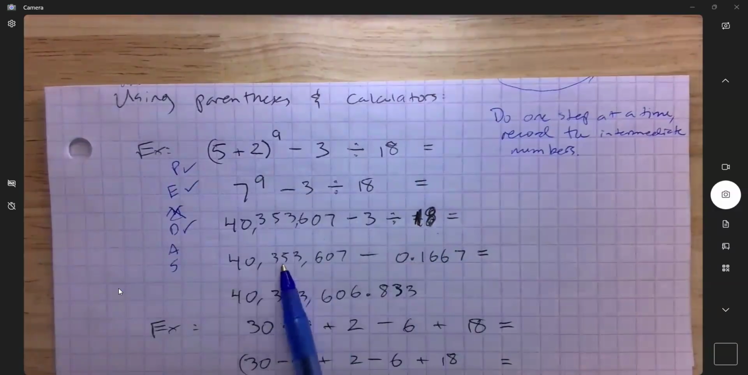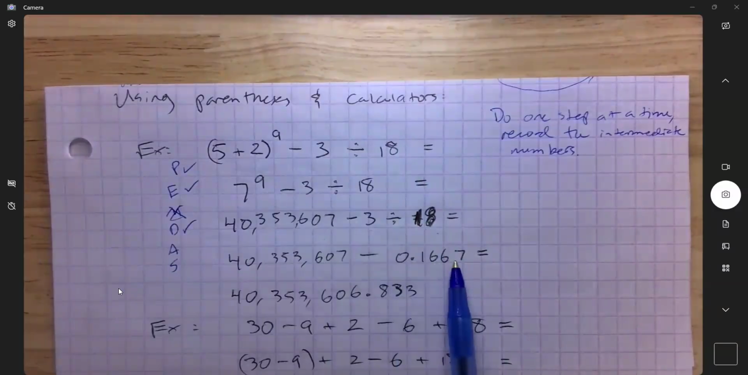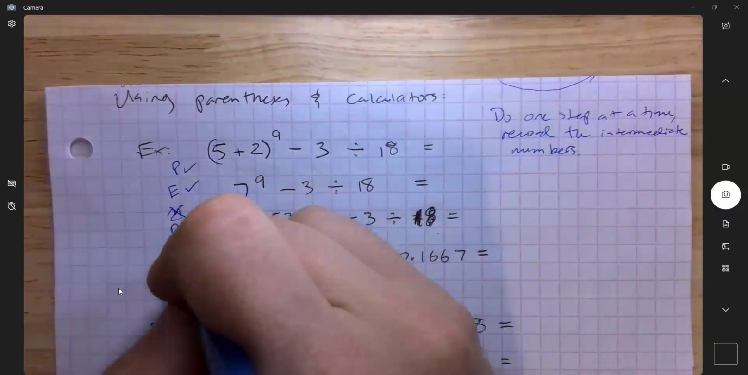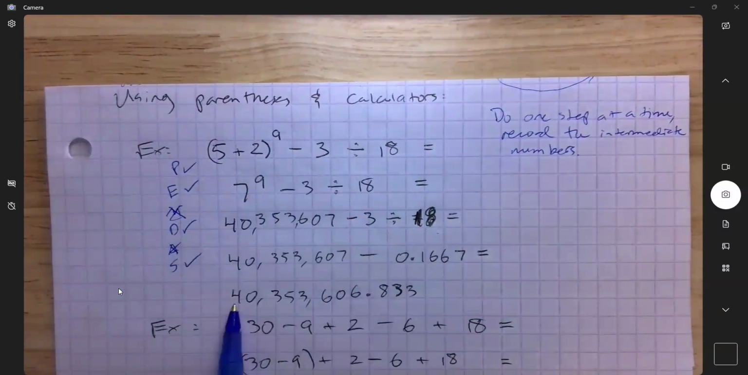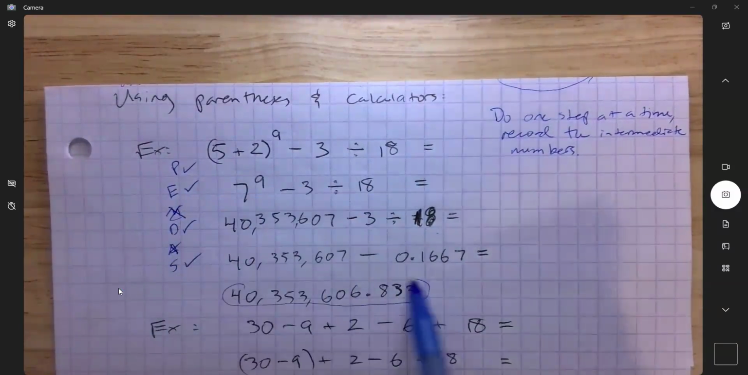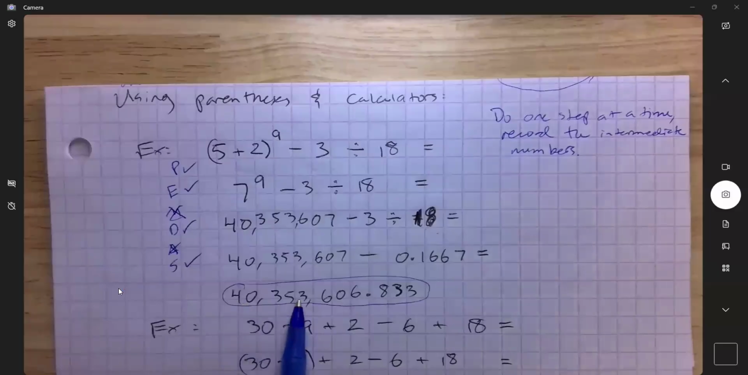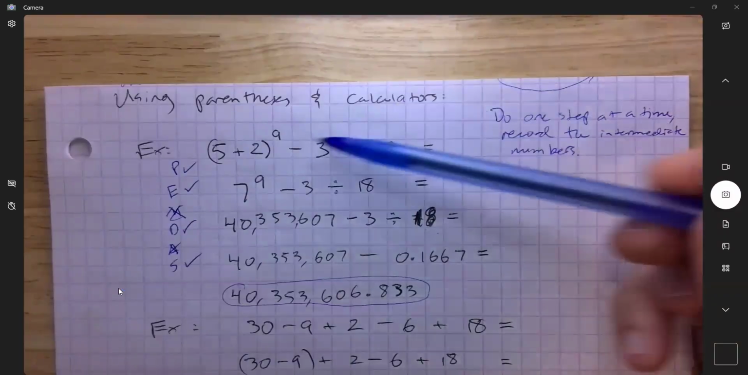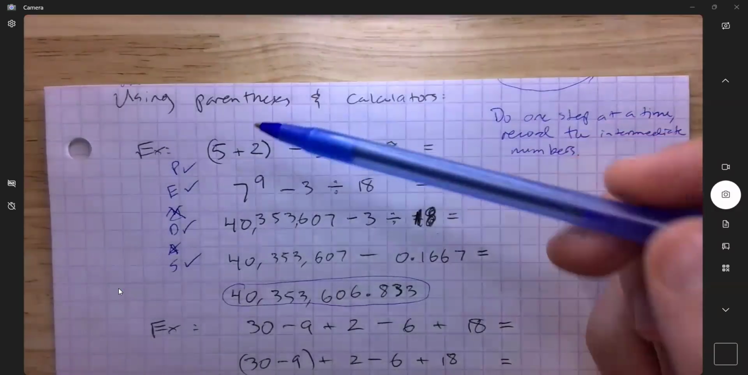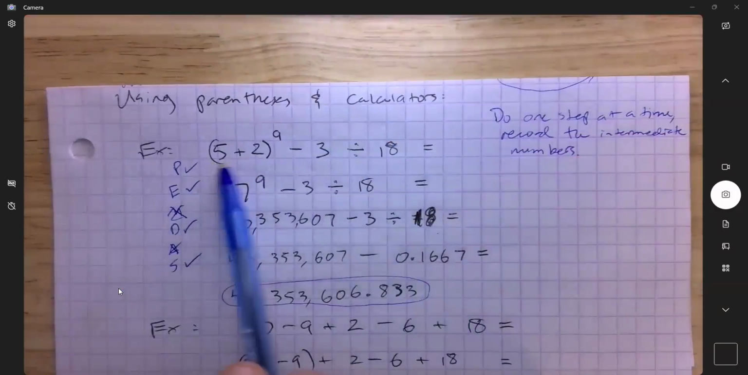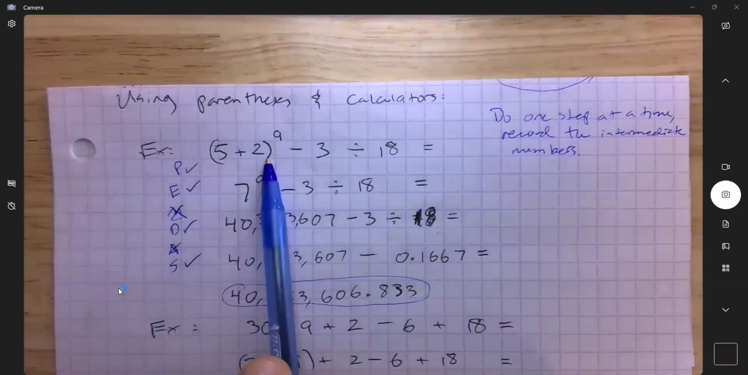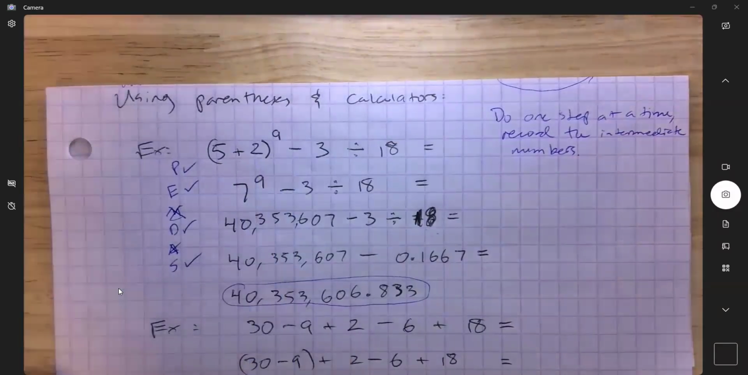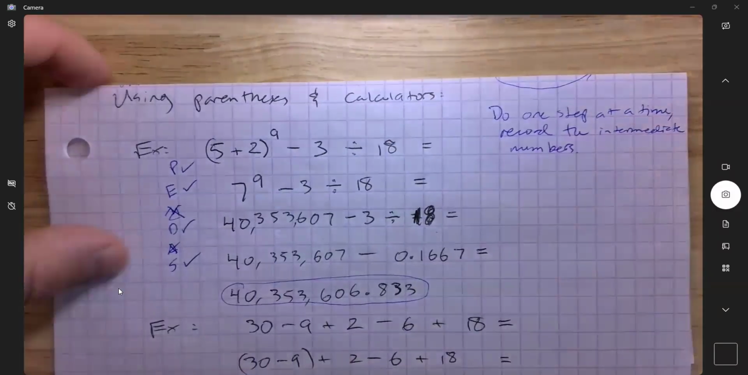So now I have 40,353,607 minus 0.1667. There's no addition, so now I'll do the subtraction, and I end up with this final answer. 40,353,606.8333 repeating. I generally don't trust a calculator to do all of this in one step correctly. If you are going to do that, you need to make sure you use the parentheses as part of your calculation. But in general, I do one step at a time. I recommend you do the same.